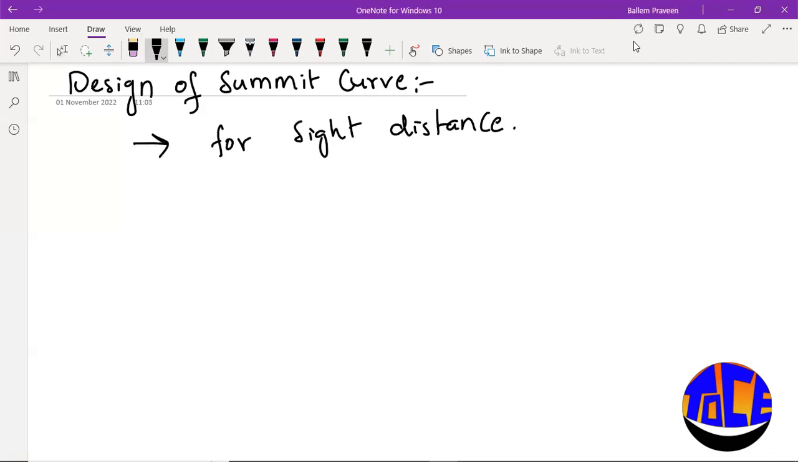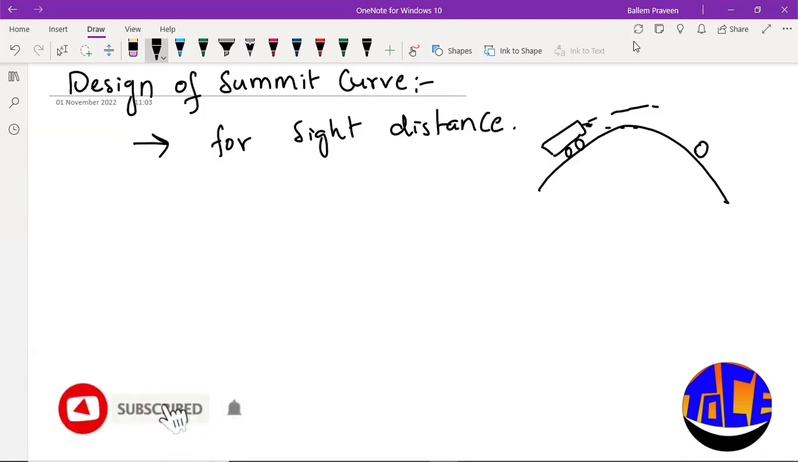So some summit curve will look something like this, right? So if the vehicle is somewhere here, this sight distance is affected. So you can't see what is coming in the other direction. The driver cannot see what is coming from the other direction, and cannot see whether any object is there. The sight distance is affected. So because of that, mostly these summit curves are designed for sight distance itself.